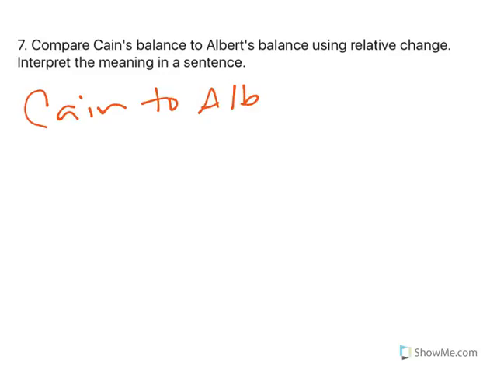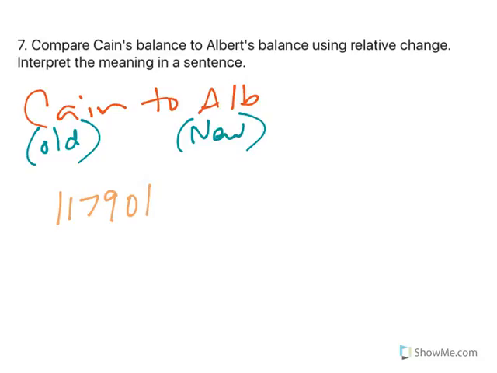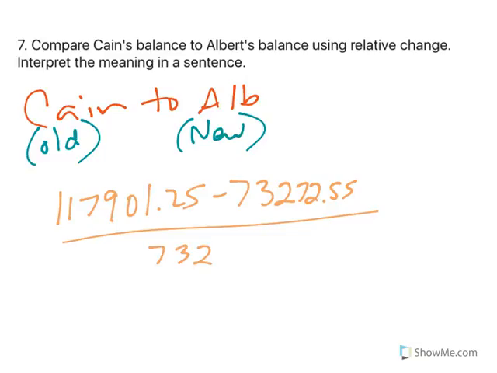And you might say that's no different. Oh, yes, it is. Because now Albert is new and Cain is old. So when I do new minus old, I go Albert, since he's new, minus Cain, who is old, divided by old. And when I do that, I get 60.9%.